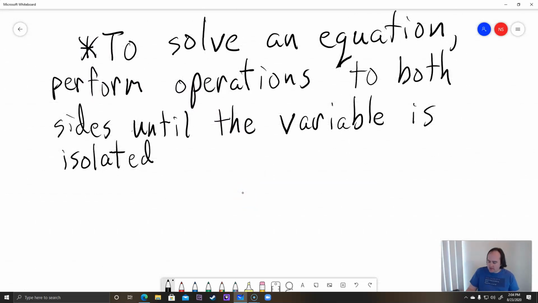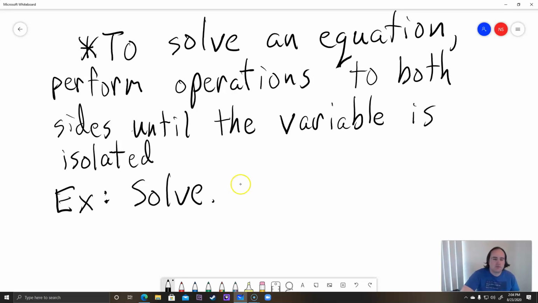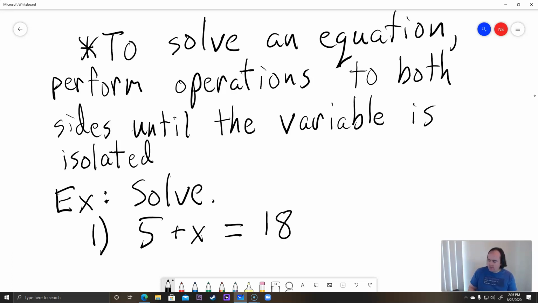Okay, so let's start with a relatively simple example. Example: the instructions here are solve. And for example number 1, we're going to take a look at a pretty straightforward equation: 5 plus x equals 18.